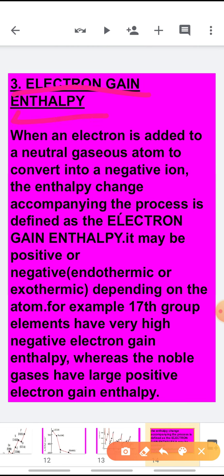What is electron gain enthalpy? When an electron is added to a neutral gaseous atom to convert it into an ion, when the electron is taken by the atom, it is accompanied by an energy change that is called the electron gain enthalpy. Now, one thing you have to remember is that electron gain enthalpy can be positive or negative. It can be an endothermic process.